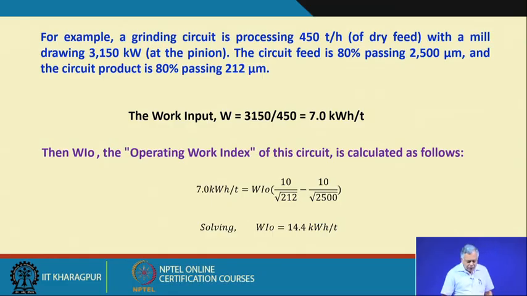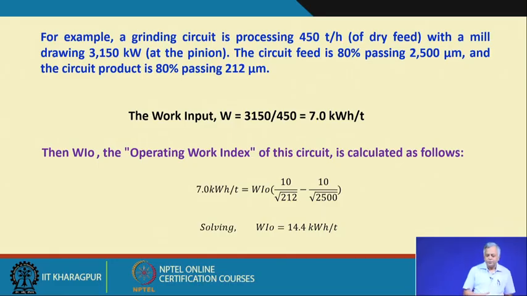So, the operating work index for this circuit is calculated as follows. That is the W, and let us say that your WI, I do not know. So, what is that operating work index? That means, when the particle is getting broken, what is that work index of that particle during breakage. So, we can put this value in place of W, that is equal to 7 kilowatt hour per ton is equal to WIO. Instead of WI we are writing the WIO, because it is the operating work index.